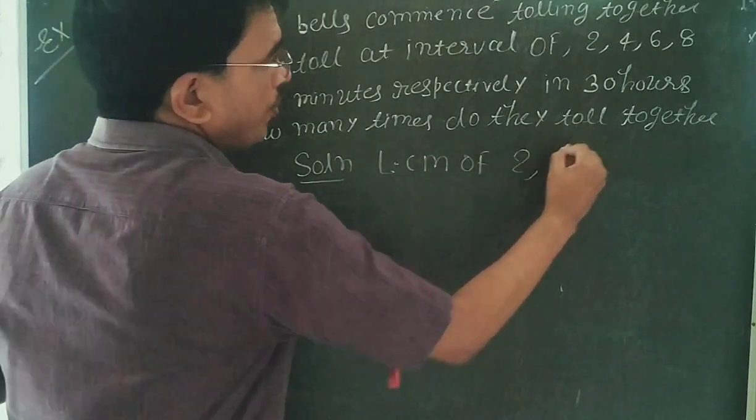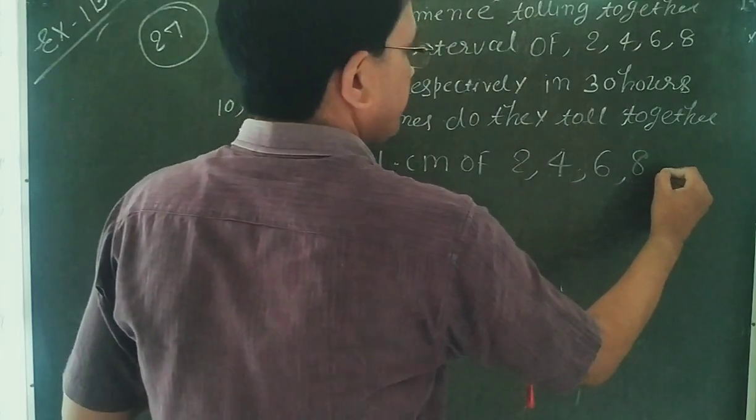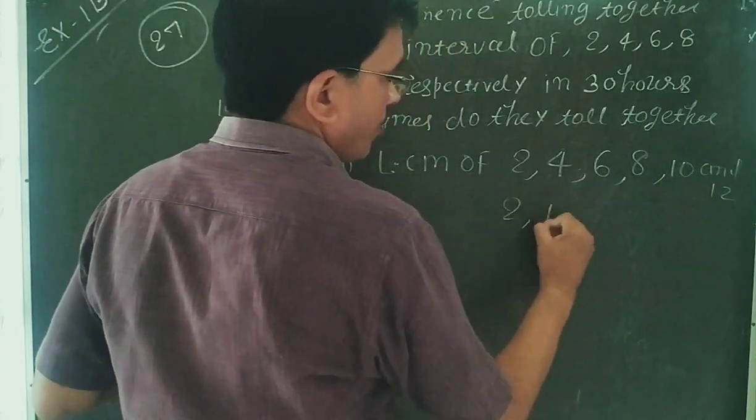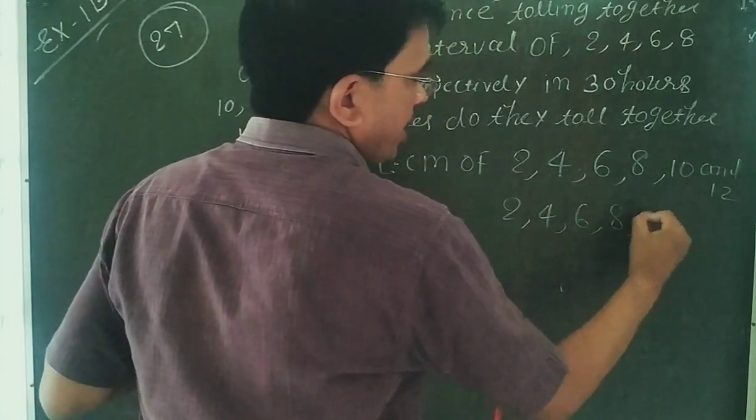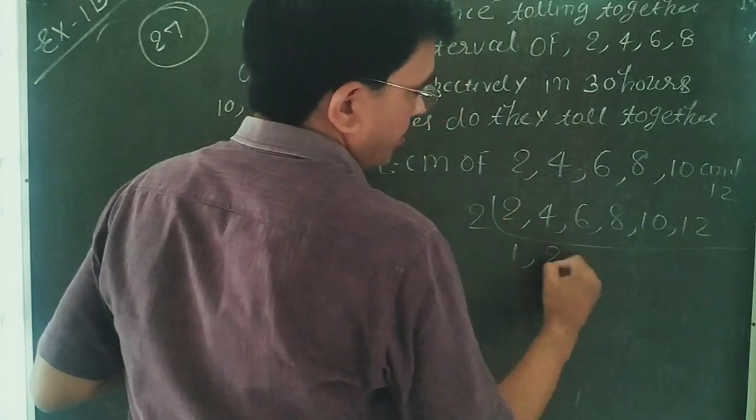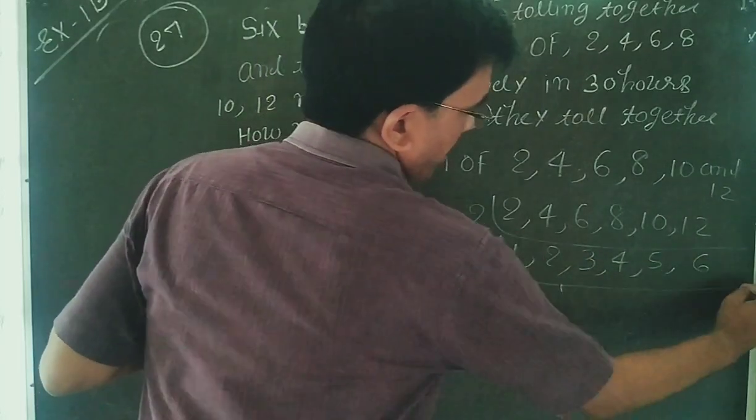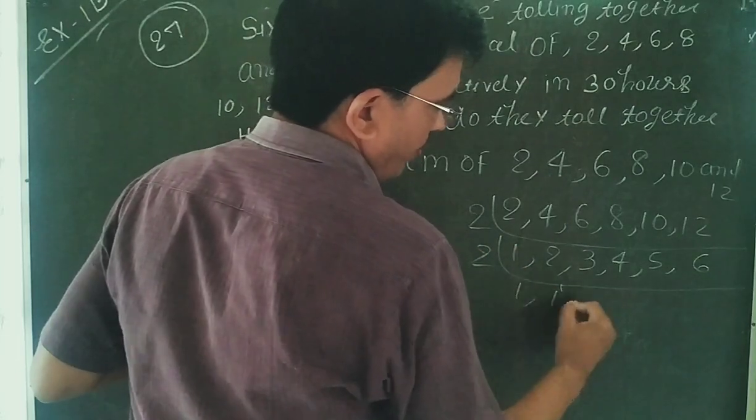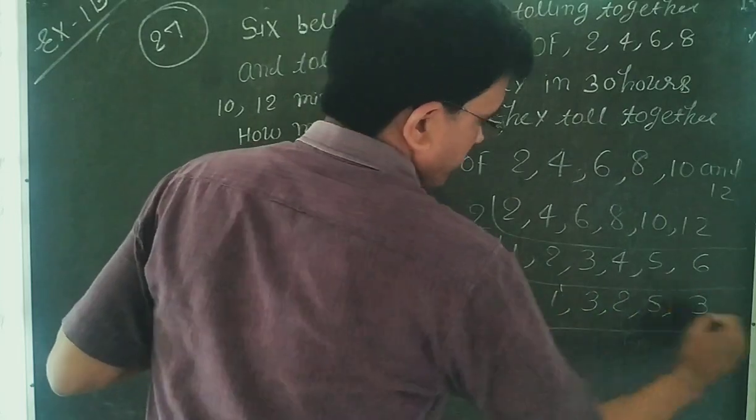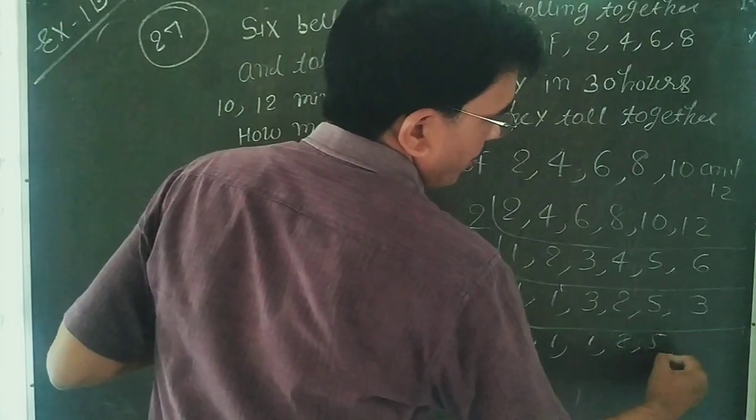of 2, 4, 6, 8, 10 and 12. So write here 2, 4, 6, 8, 10, 12. Divided by 2: 1, 2, 3, 4, 5, 6. Again divided by 2: 1, 1, 3, 2, 5, 3. Next divided by 3: 1, 1, 1, 2, 5, 1.